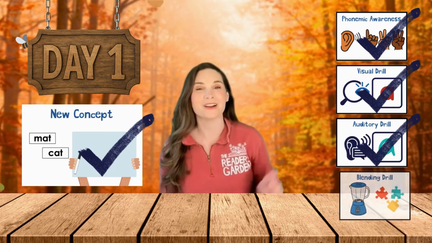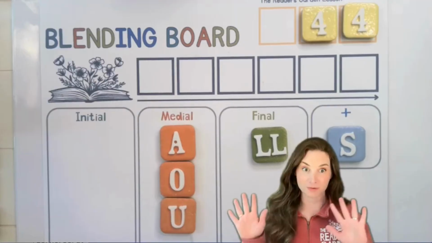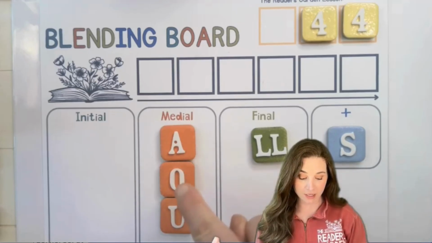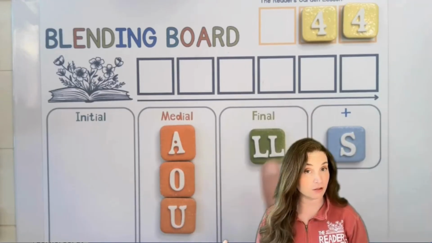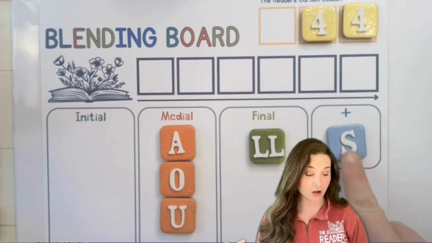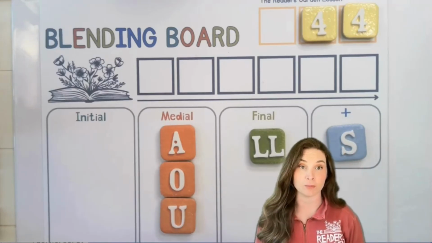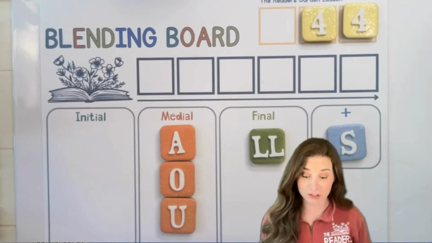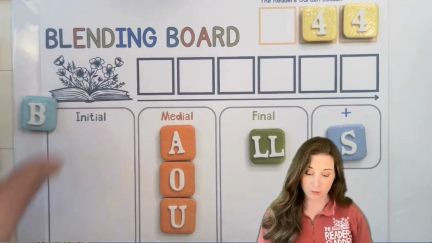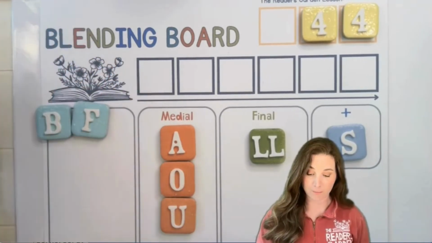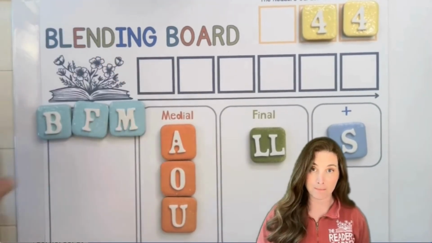Let's finish up with our blending drill. All right, we've got our blending board, and we've got our medials, A, O, U, our final, just double L, and our S to add on to the end. I figured I'd bring these all in one by one because we have so many initial sounds we're working with. We're working with B, F, M.